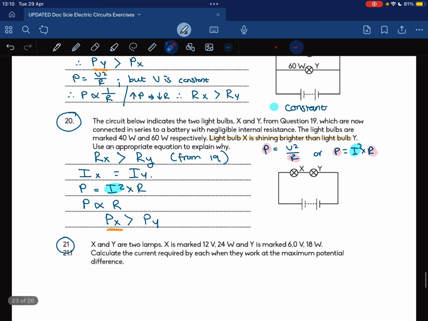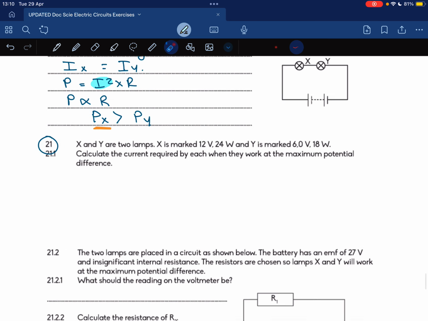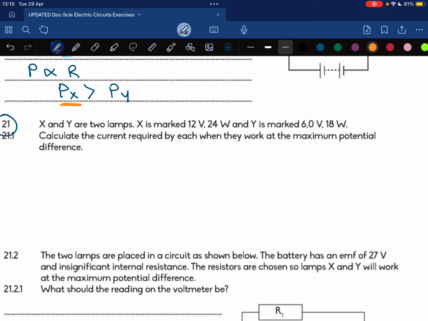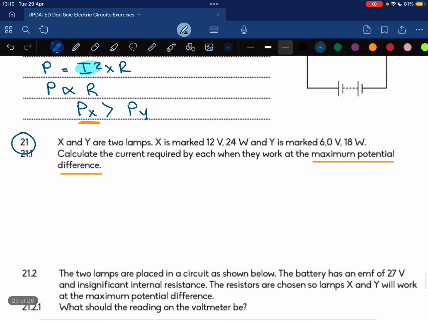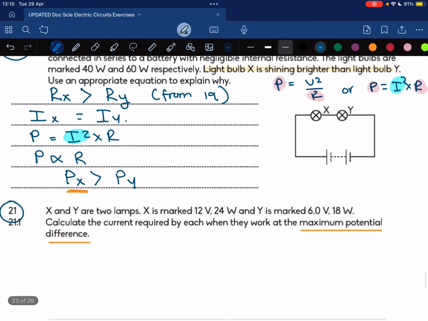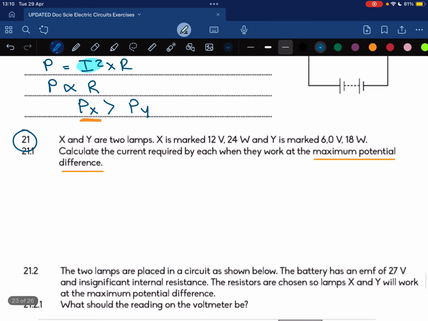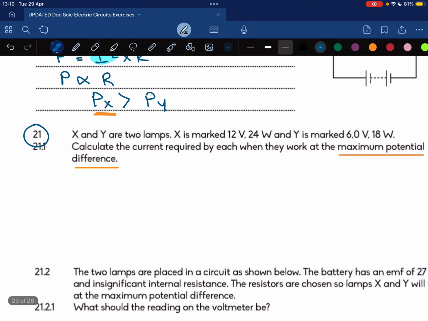Okay, so now question 21. It says X and Y are two lamps. X is marked 12 volts, 24 watts, and Y is marked 6 volts, 18 watts. Calculate the current required by each when they work at the maximum potential difference. So if they're working at their maximum potential difference, that means they're going to have that 12 volts and 6 volts each.